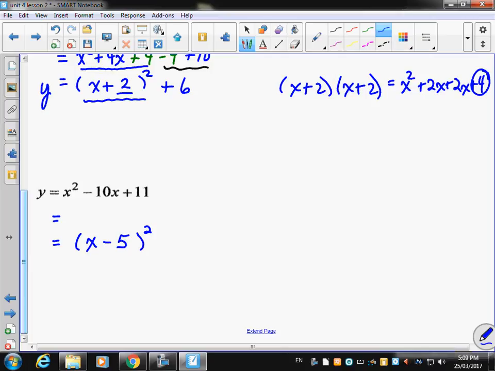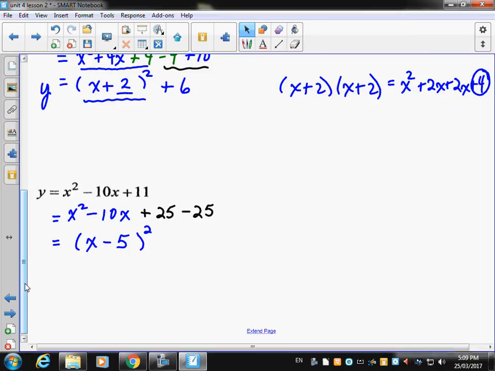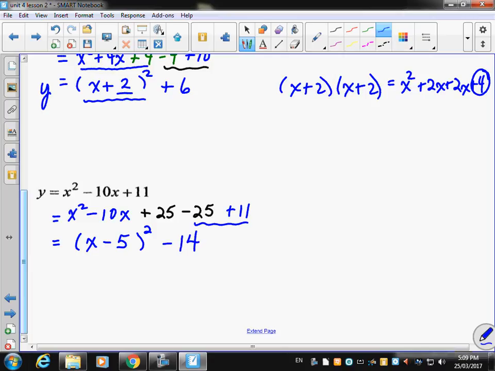My second line is going to be x squared, subtract 10x. The number that I'm going to introduce into my equation is 25, and also subtract 25. Don't forget that, plus 11. Okay? So the first three terms, x squared subtract 10x plus 25, is (x - 5) squared. And the last two are the leftovers, minus 14. I'm done.